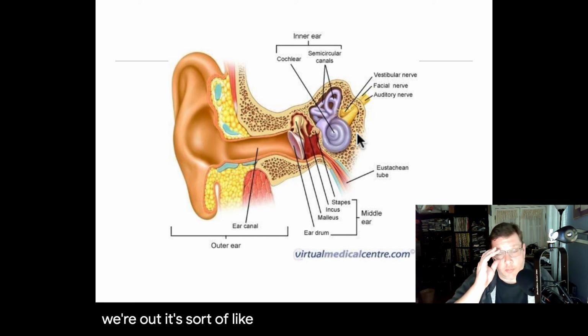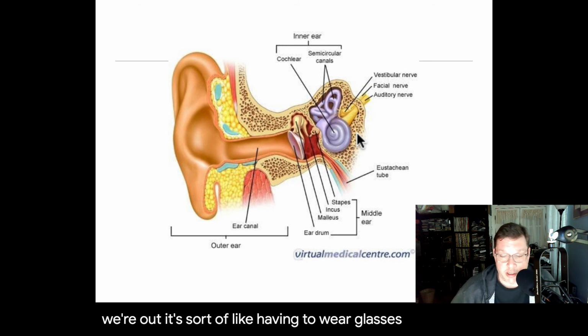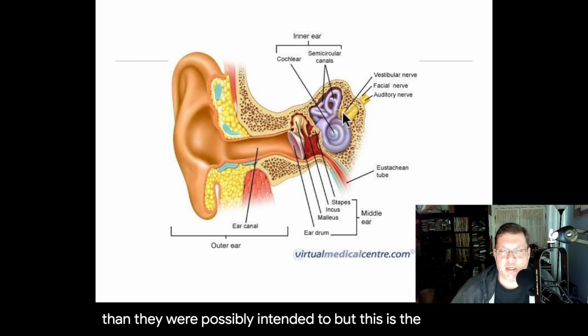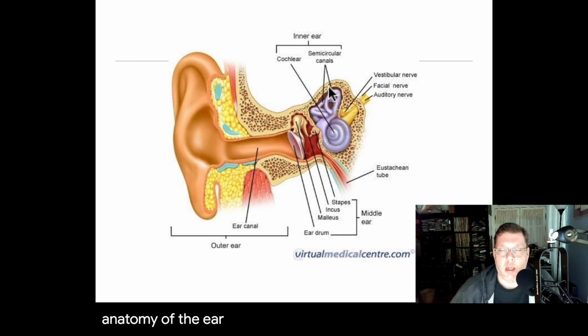It's sort of like having to wear reading glasses when you get older. Lots of things on us last longer than they were possibly intended to. But this is the basic anatomy of the ear and sort of how it works.